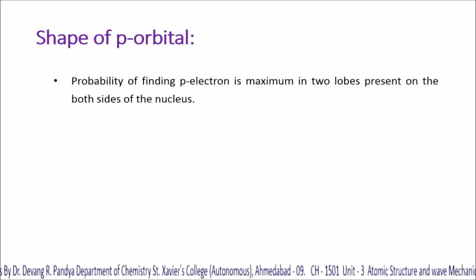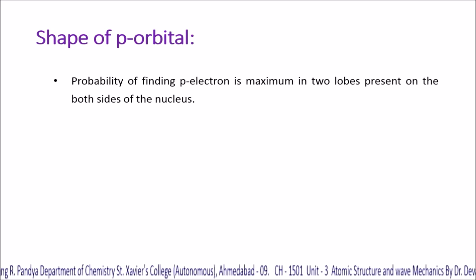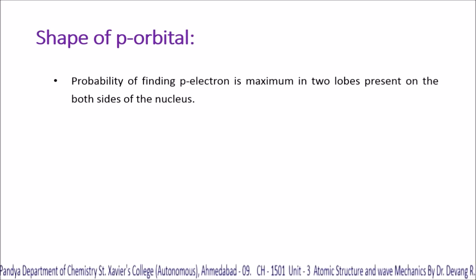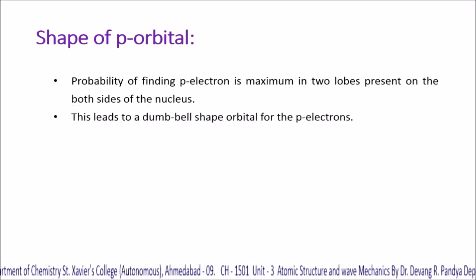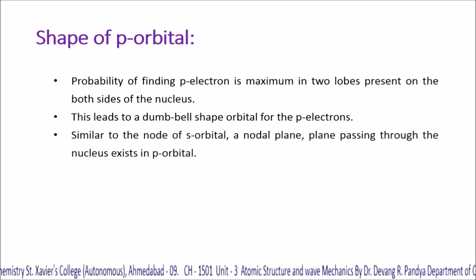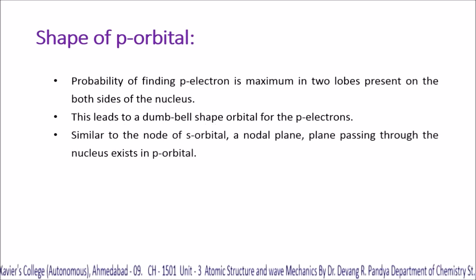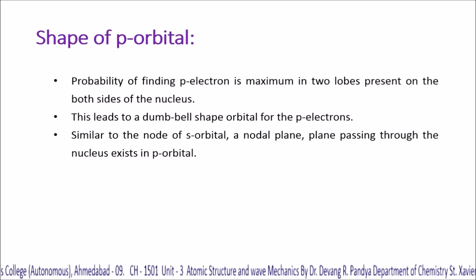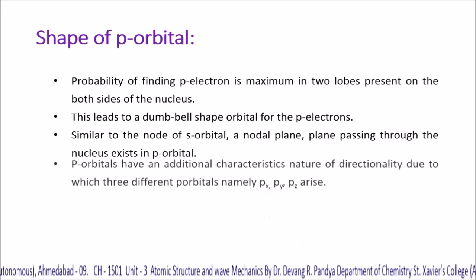Now, shape of p orbital. The probability of finding a p electron is maximum in two lobes present on both sides of the nucleus. This leads to a dumbbell shaped orbital for the p electrons. Similar to the node of the s orbital, a nodal plane passing through the nucleus exists in the p orbital as well.